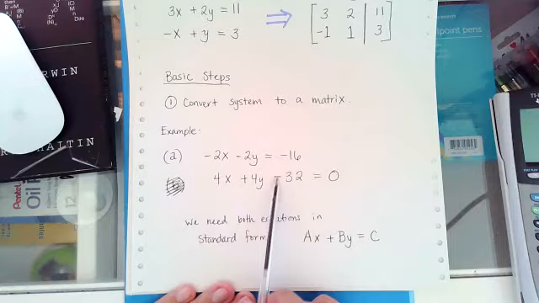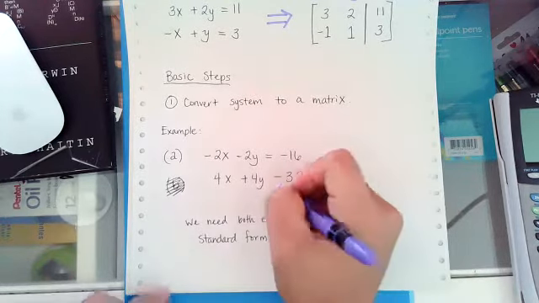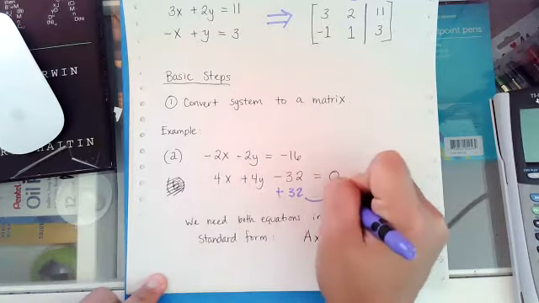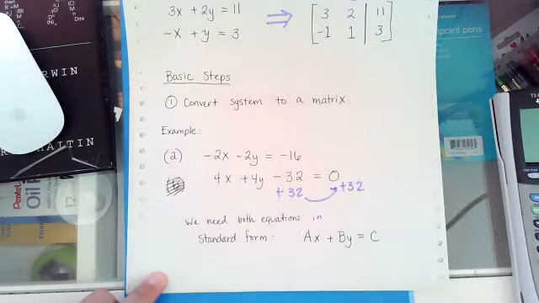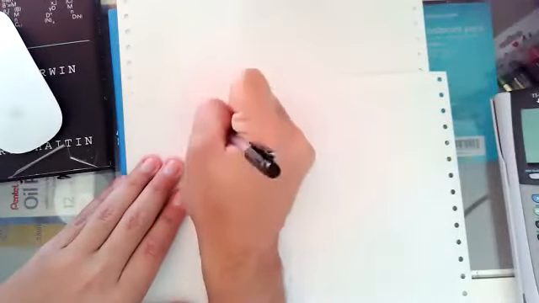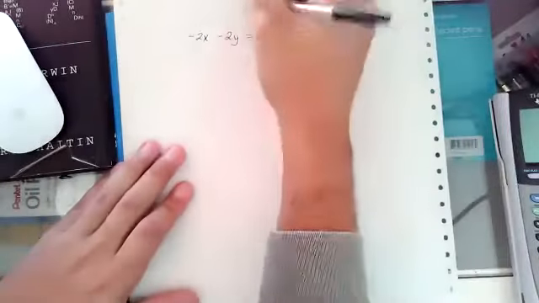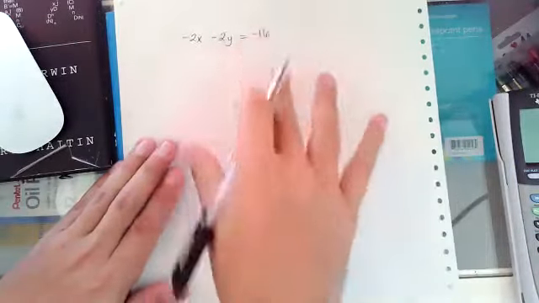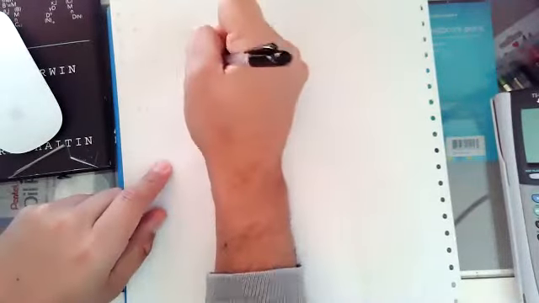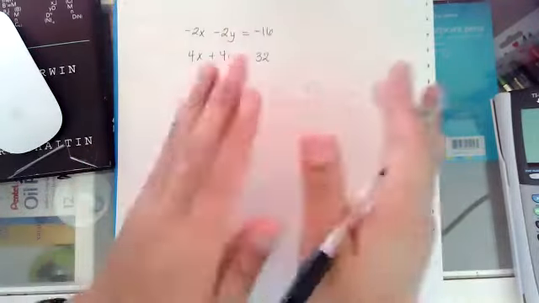So if I wanted to move this 32 over to the other side of the equal sign, I would need to add 32 here and add 32 there so that this cancels out. And my equation would be negative 2x minus 2y equals negative 16. And then the bottom equation was 4 and negative 32. Well, that's going to be 4x plus 4y equals positive 32 now that I've thrown the 32 over to the other side.